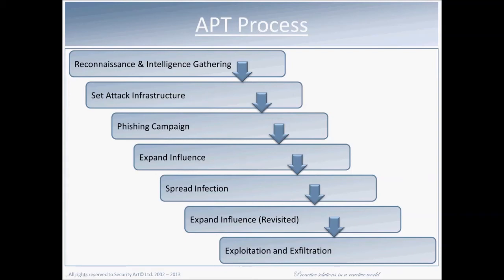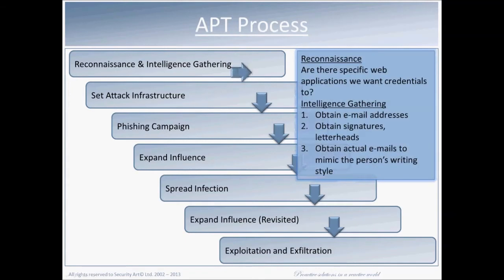We start off with recon and intel gathering. In a spear phishing campaign, we ask ourselves what are the specific web applications or environments we want access credentials to. We then proceed with intel gathering. We obtain email addresses, obtain signatures, letterheads, actual emails that contain a person's writing style, and maybe some personal information so that we can fully replicate the person.